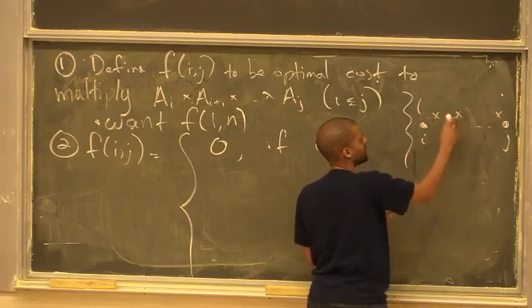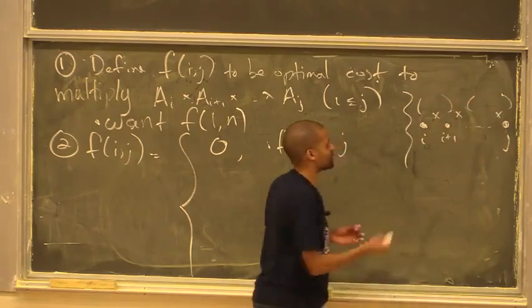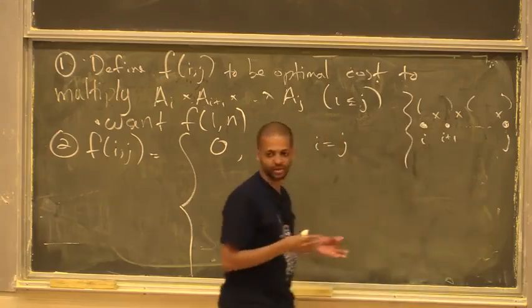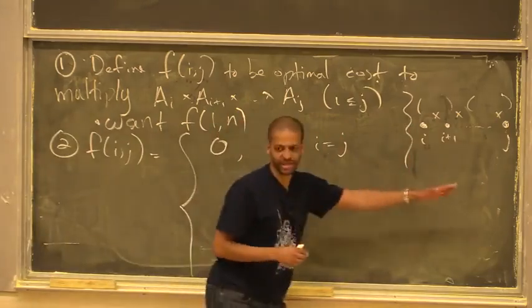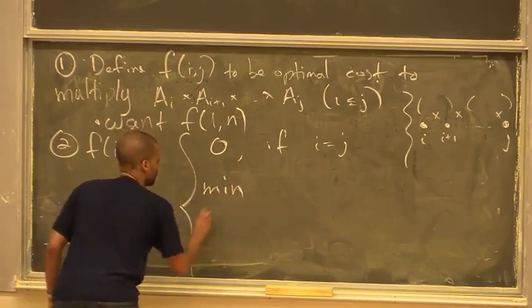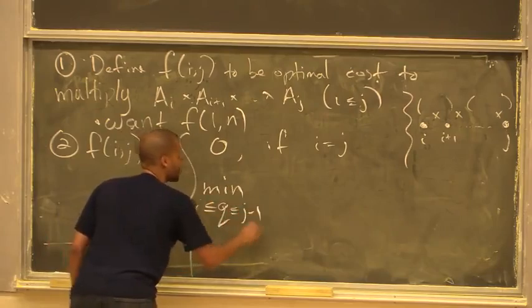There's going to be, let's say this is our multiply, this interval and this interval. So let's just loop over what is the right endpoint. What is the right endpoint of the left interval? And we said that could be any number between i and j minus 1. So min over q, which is between i and j minus 1.